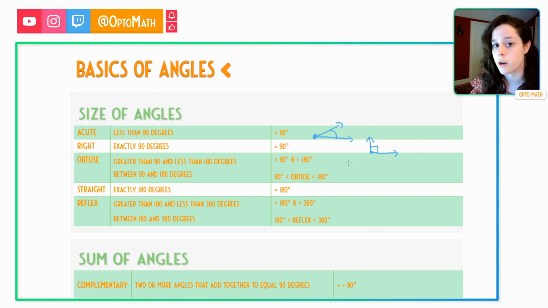So to draw an obtuse angle, we're just going to open up our angle a little bit more than a 90 degree. So more than a corner, but not quite making a straight line. Here's our vertex. Here's our angle marking. That's an obtuse angle.